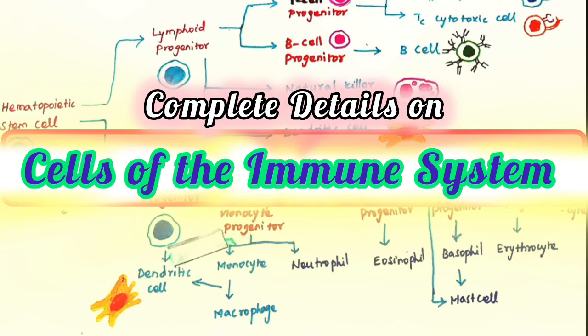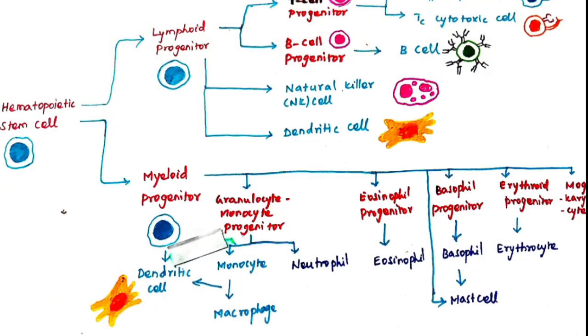In this video we are going to see in detail about cells of the immune system. All the immune cells originated from a single type of stem cell, which is known as hematopoietic stem cells. Not only immune cells, all the blood cells arise from these hematopoietic stem cells. So first, let's see what stem cells are, the types of stem cells, and what hematopoietic stem cells are.